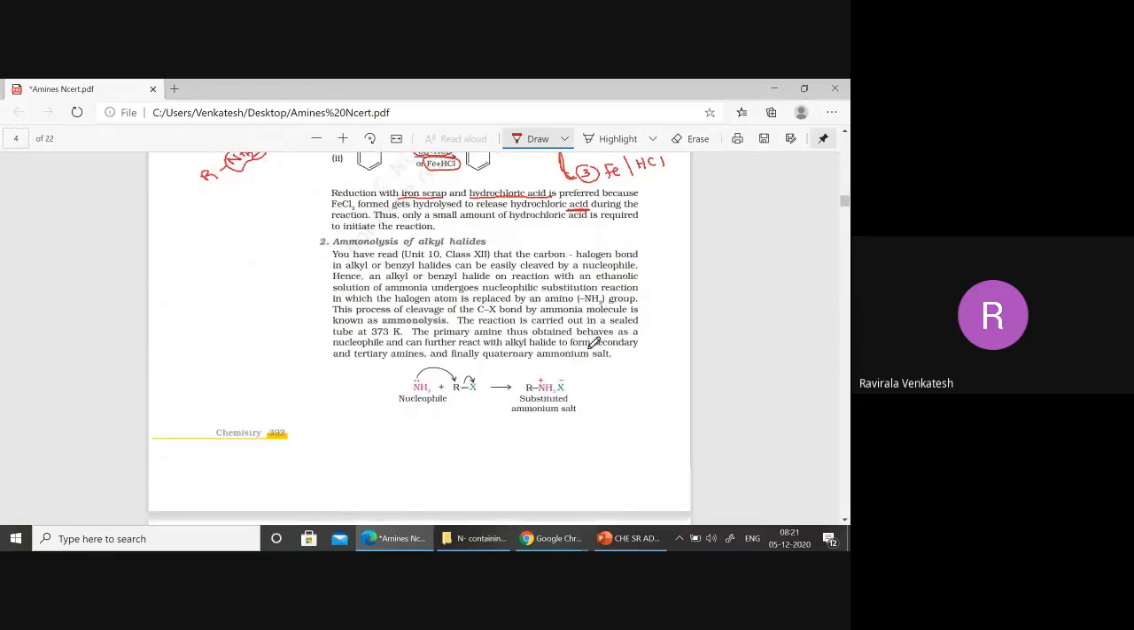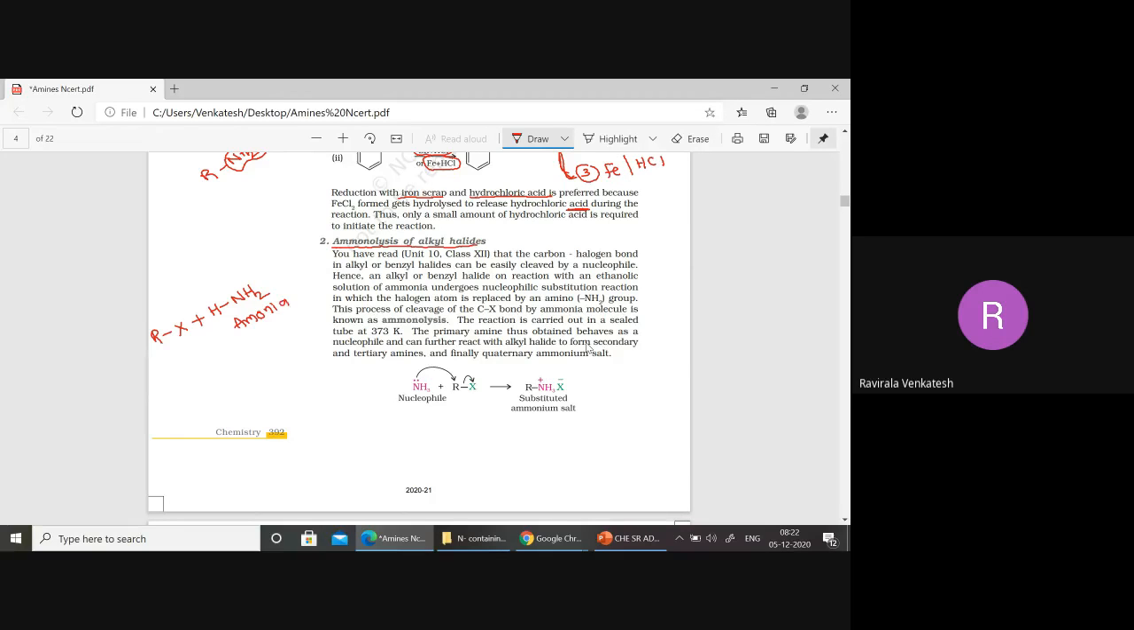Next, we'll take the second one, which is ammonolysis of alkyl halides. What is ammonolysis of alkyl halide here? It is the addition of ammonia to alkyl halides. In this very simple reaction, we can say RX, right? Reacting with ammonia. I am writing ammonia like this.